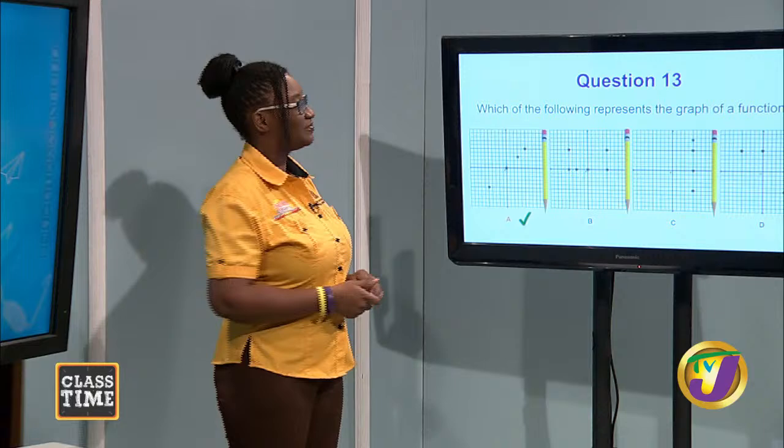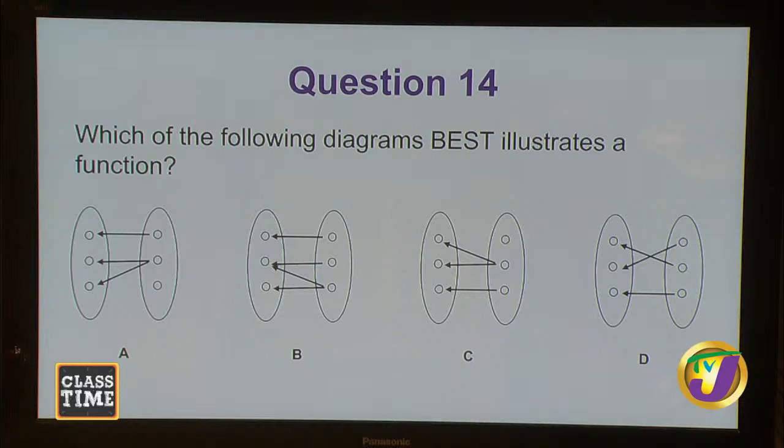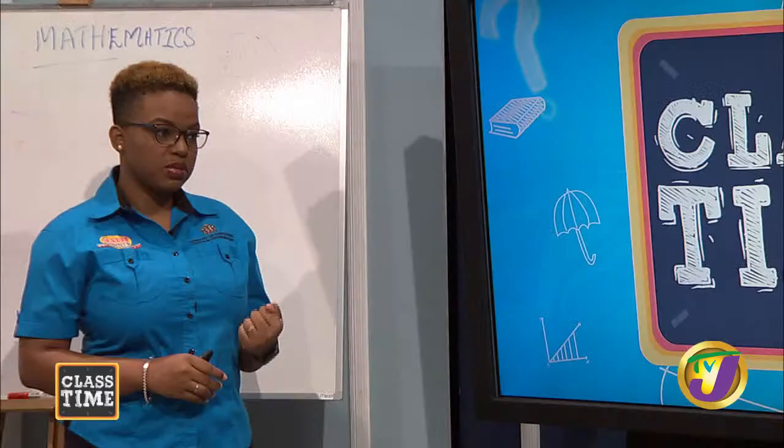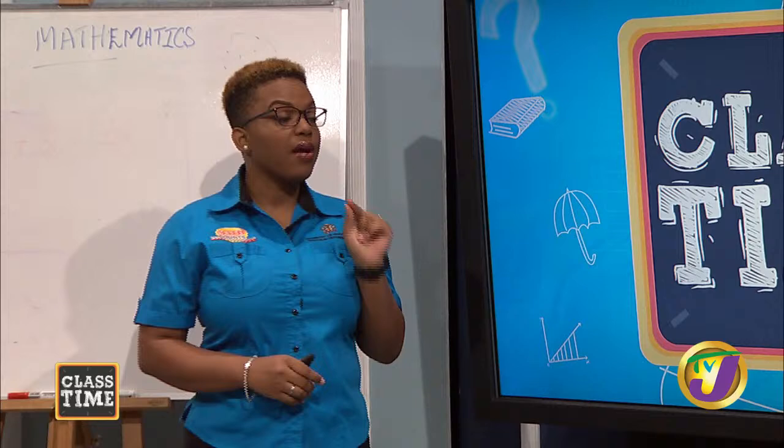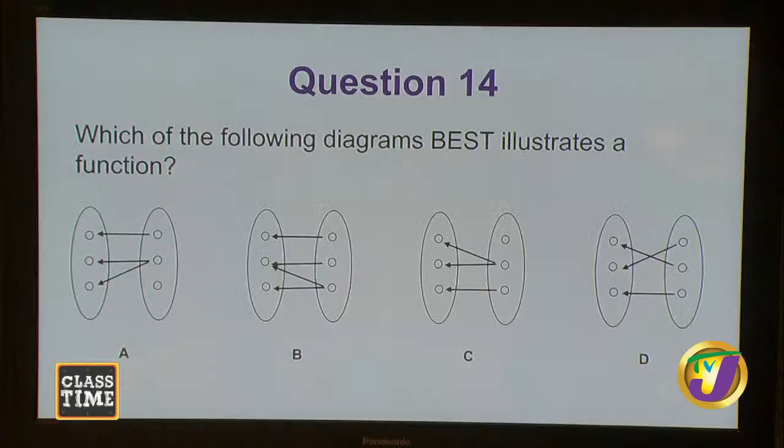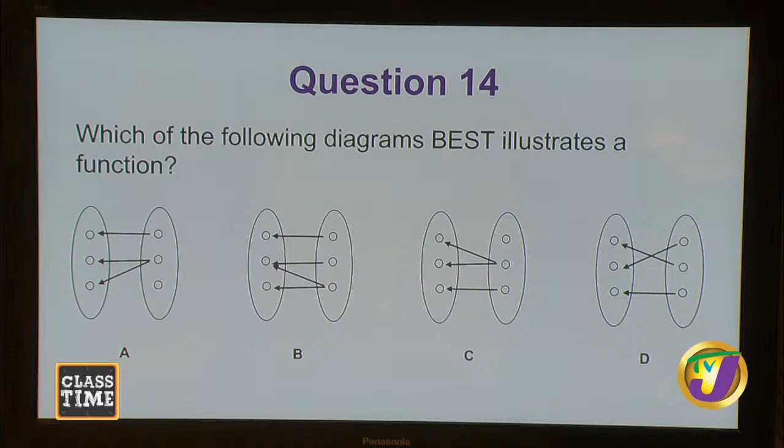Question 14. Which of the following diagrams best illustrates a function? So we're on the streak of a function again. You know, I was about to choose my option. You were? And then I realized that the arrows are pointing in the opposite direction of what I'm used to. Because usually the first oval with values or circles would represent your input values mapping to your output values. However, this time it's the output that is shown first.